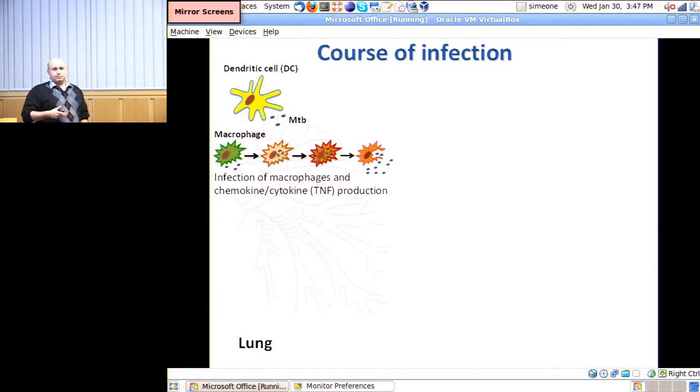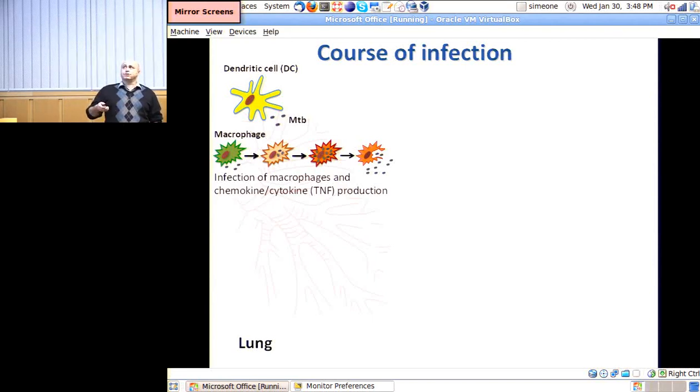Macrophages are basically the preferential host for bacterial proliferation. Most of the macrophages become infected, and they give the bug an opportunity to proliferate intracellularly. And some of them progress and burst because they cannot contain all the bugs inside. Upon infection, they start to produce several chemokines and cytokines. The main one is tumor necrosis factor, which is very important.